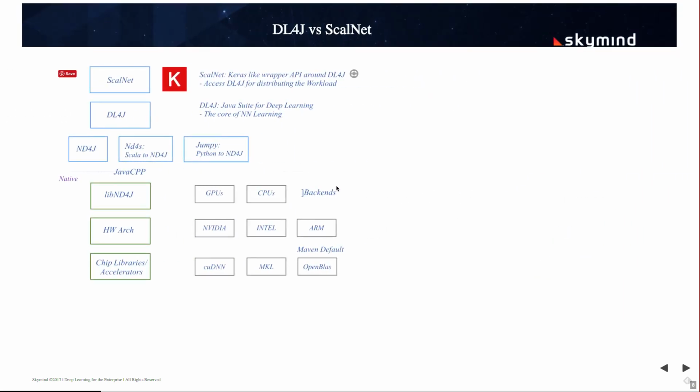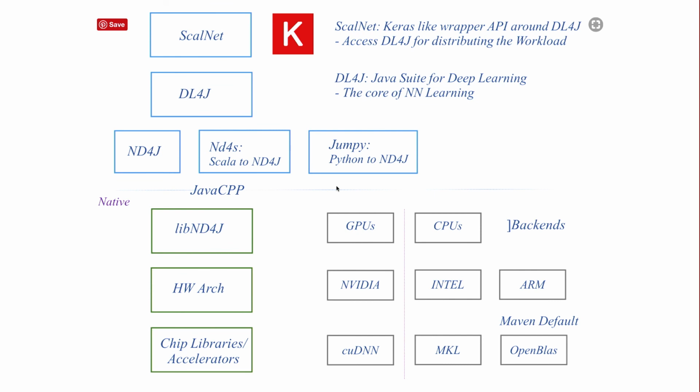I'll blow this up for you. This is what our stack looks like. At the very top, ScalNet is the equivalent of Keras, but a really lightweight one, and we typically just use it for the modeling side. Everything else comes out of the main DL4J side, so that's the suite for modeling. Below that is DataVec, which we call our ETL side. And then ND4J, which is like NumPy for the JVM.